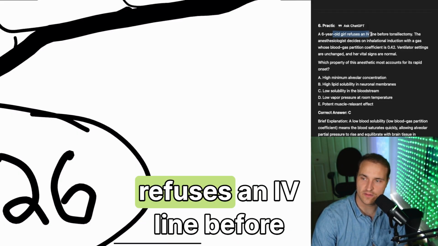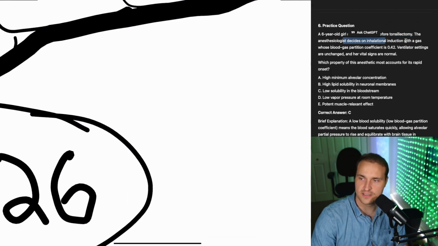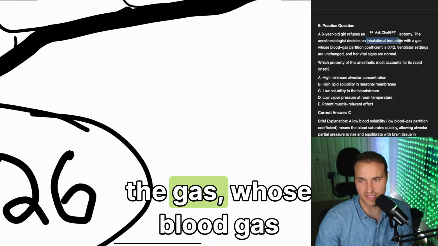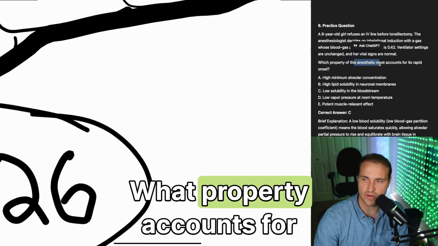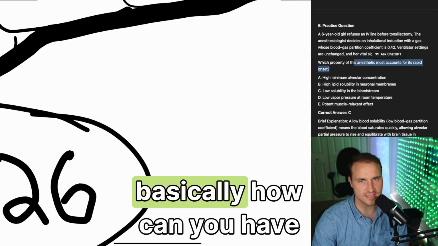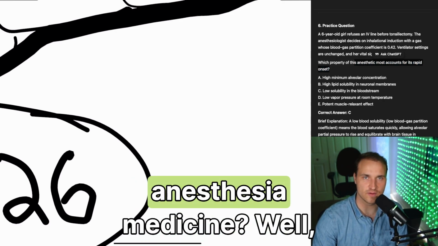Our 6-year-old girl refuses an IV line before tonsillectomy. She's kind of maybe afraid of it or something. And so the anesthesiologist decides on inhalational induction with a gas whose blood gas partition coefficient is 0.42. Ventilator settings are unchanged. What property accounts for the rapid onset? So basically, how can you have rapid onset with your anesthesia medicine?